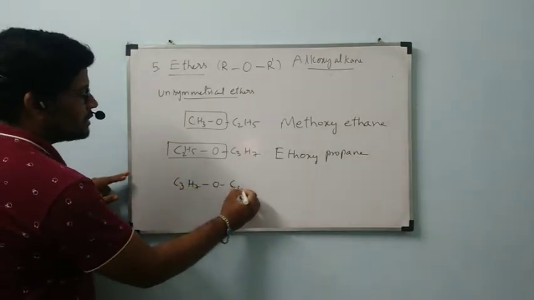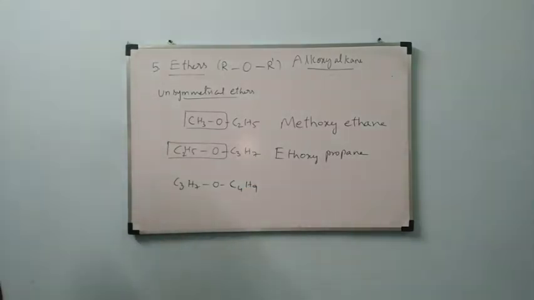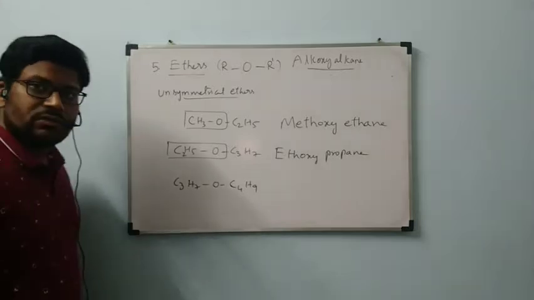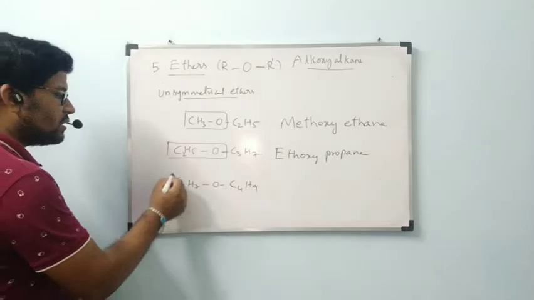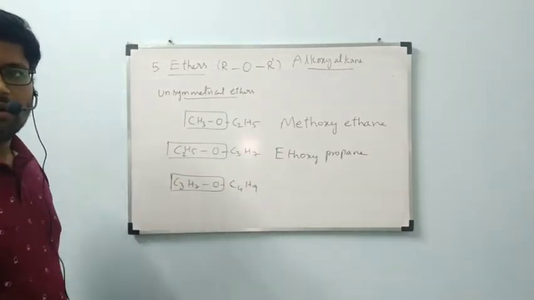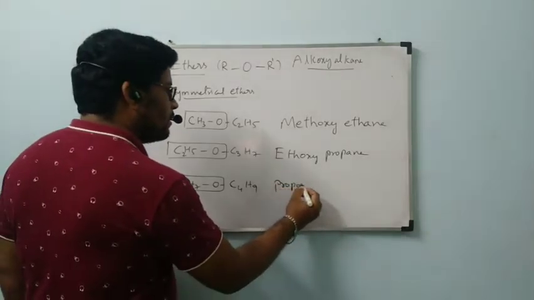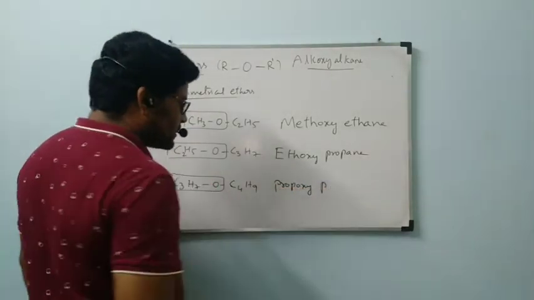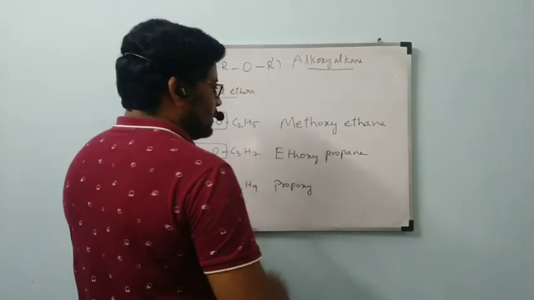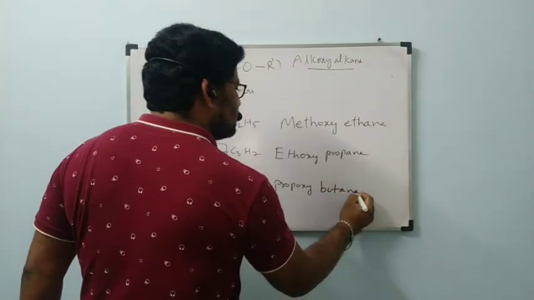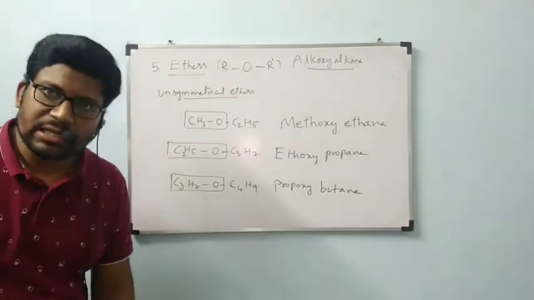Next, one more example. C3H7O C4H9. Among these two, which one has fewer carbons? The propyl group. That one must be joined with oxygen. Then the name of this one is propoxy. Propoxybutane. Now the name of this compound will be propoxybutane. In this way, we have to give names of unsymmetrical ethers.